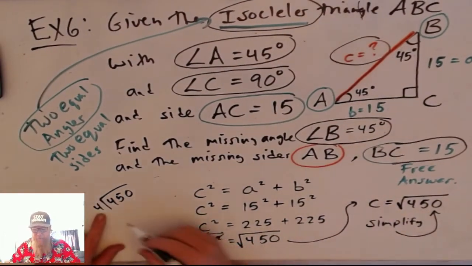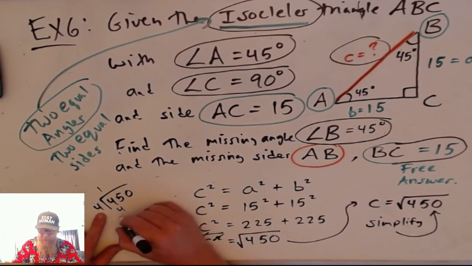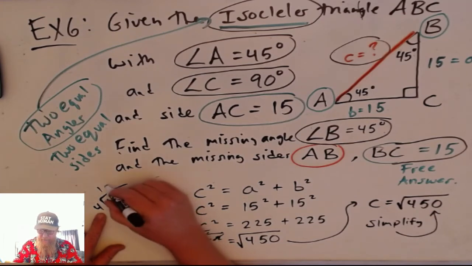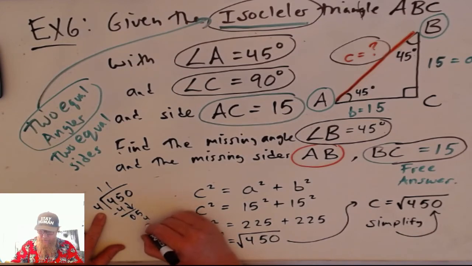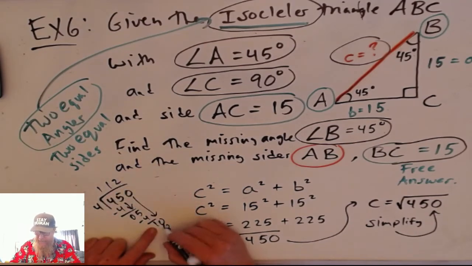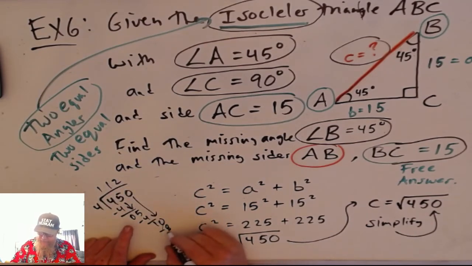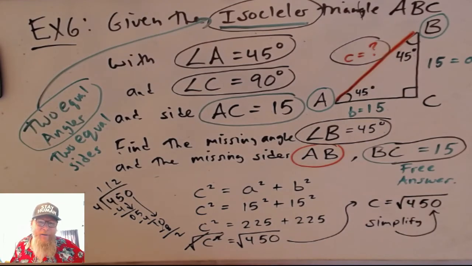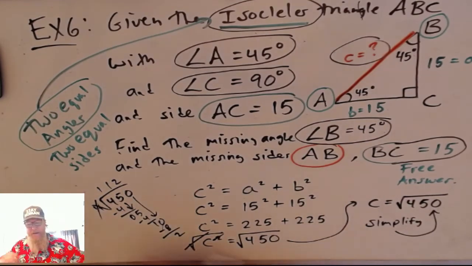450 divided by 4. 4 goes into 10 2 times. 2 times 4 is 8. You know what? If you did use your calculator, I wouldn't know. So it's not divisible by 4.